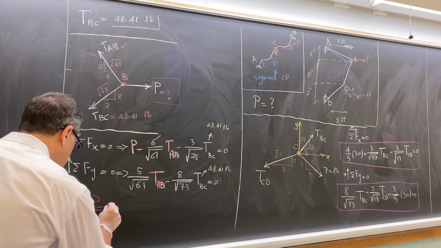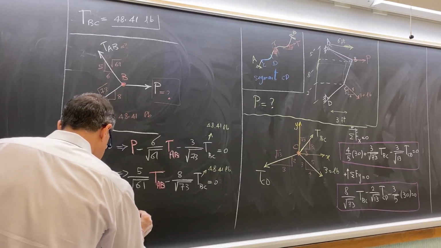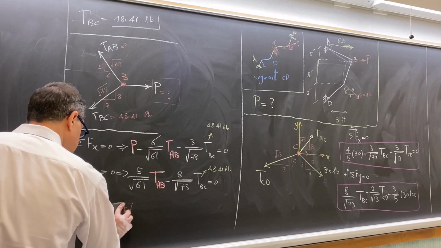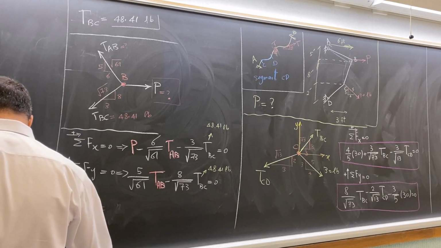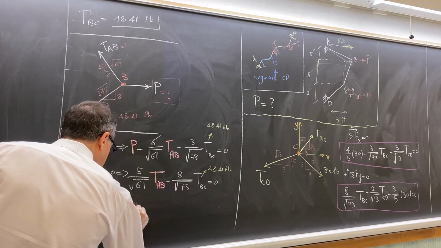After solving the equations, P is 1.47. P is 71.4 pound.